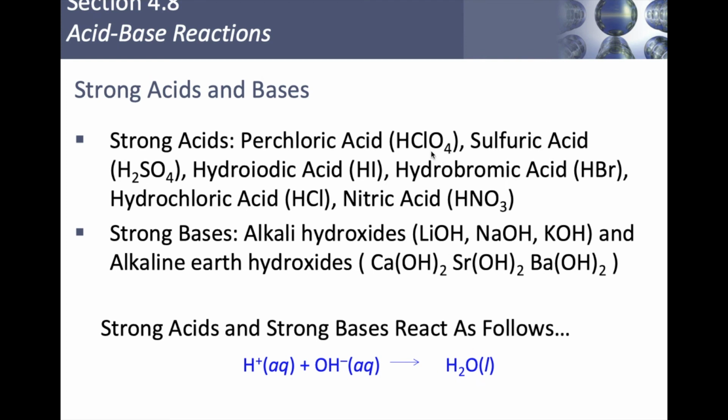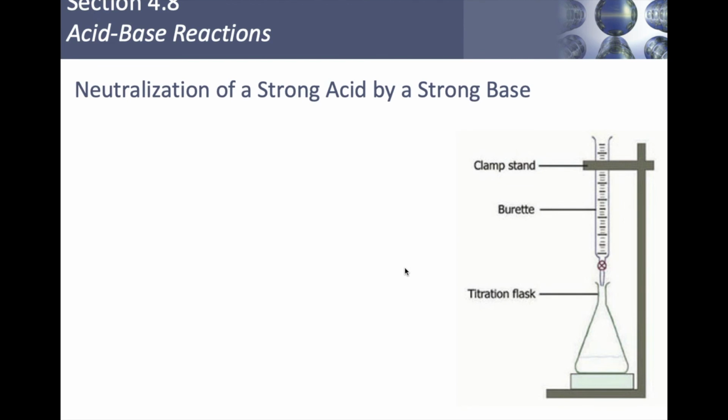And then the leftovers are the spectators here. Like in this case, you're going to have a ClO4 minus floating around, or a Ca2 plus floating around or something like that. And so those are going to be your spectators. So there are different types of neutralizations that we can talk about then.